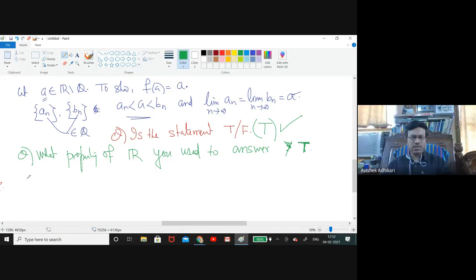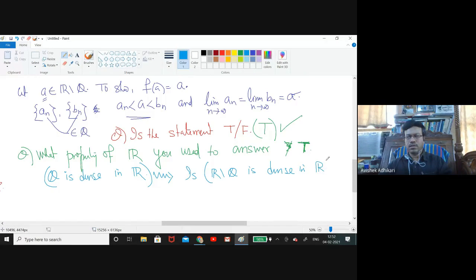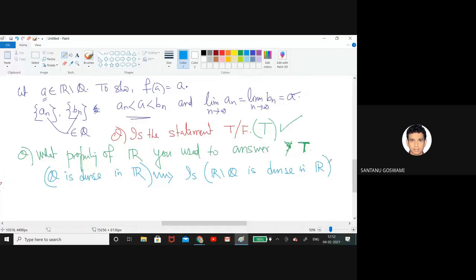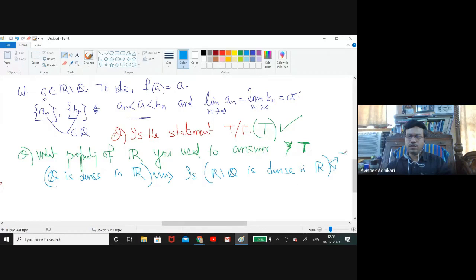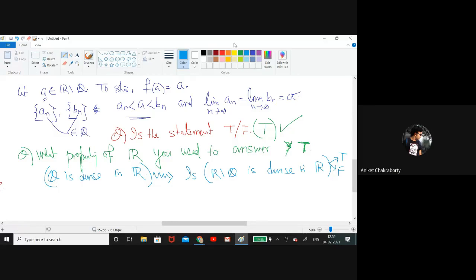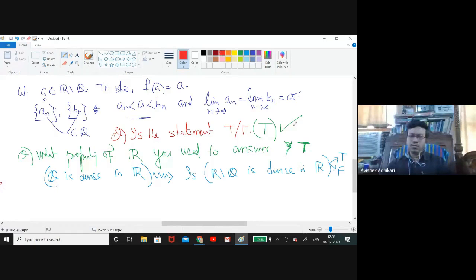Okay, so your answer is Q is dense in R, right? So if I ask you another question, is R minus Q dense in R? True or false? Yes, sir, true. So can you prove this?